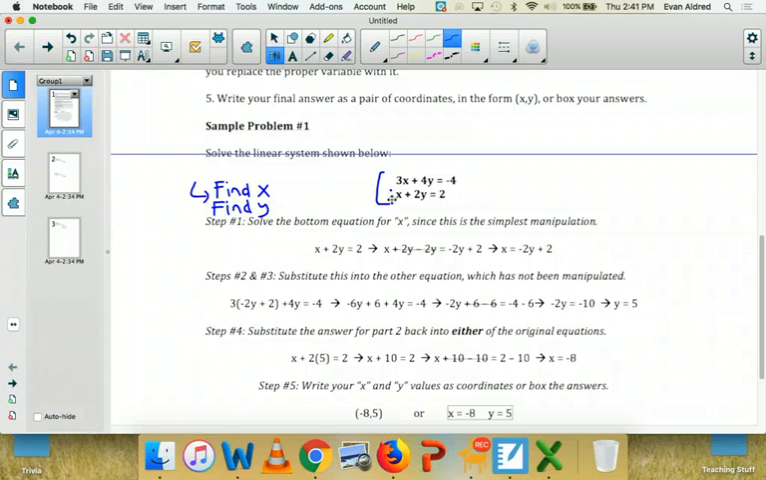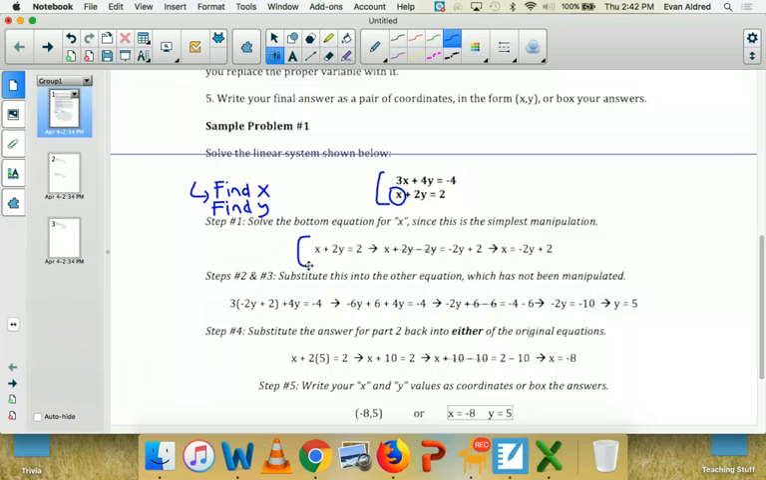Anytime you have an equation which contains a variable that does not have a coefficient, a number in front of it, that's probably your easiest one to isolate, because all you're going to have to do is move the other variable to the other side, and then away you go. You've isolated, in this case, x. And that's what happens in this step down here.